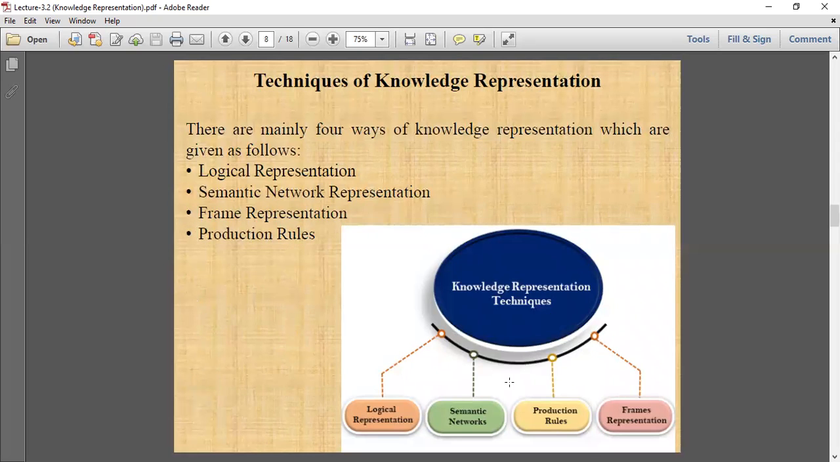Now, these are the techniques of knowledge representation: logical representation, semantic network representation, frame representation, and production rules.